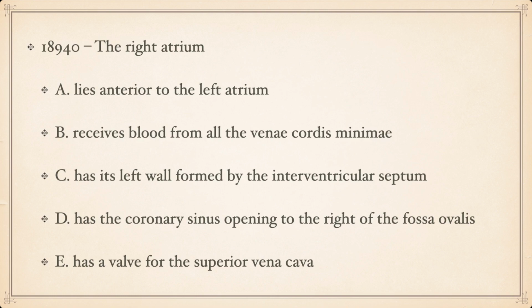Okay, so this is a type A question, a straight multi-choice. The right atrium lies anterior to the left atrium, receives blood from all the venae cordis minimi, has its left wall formed by the interventricular septum, has the coronary sinus opening to the right of the fossa ovalis, and has a valve for the superior vena cava.